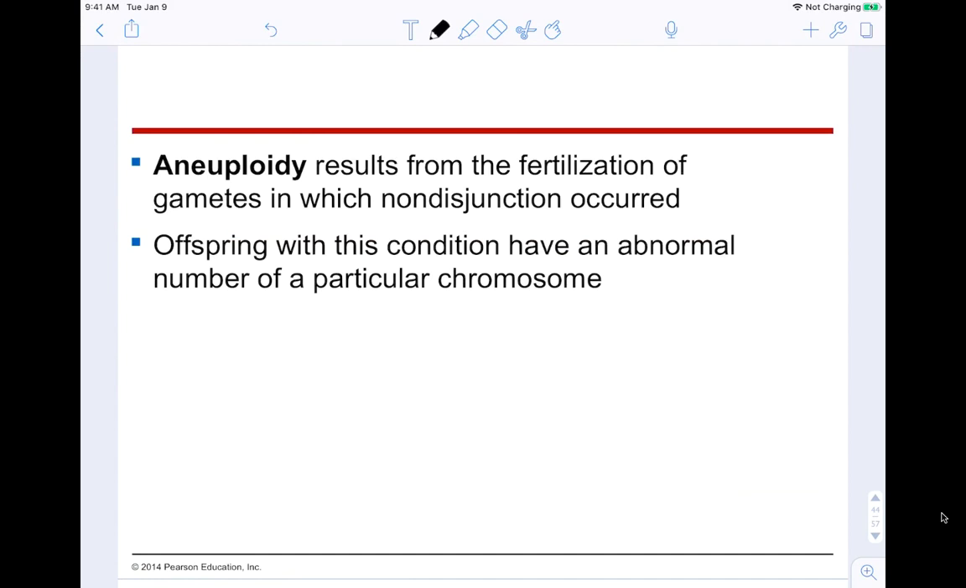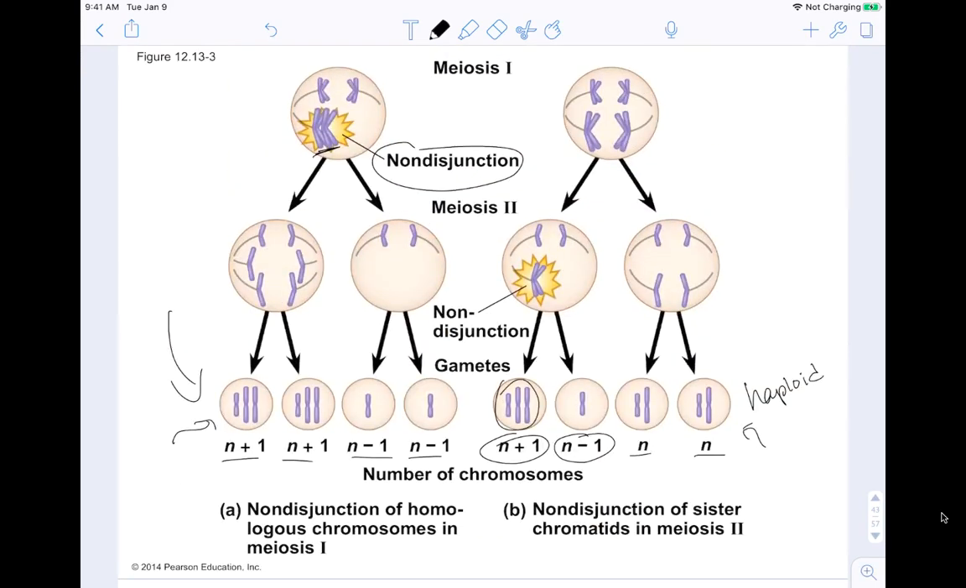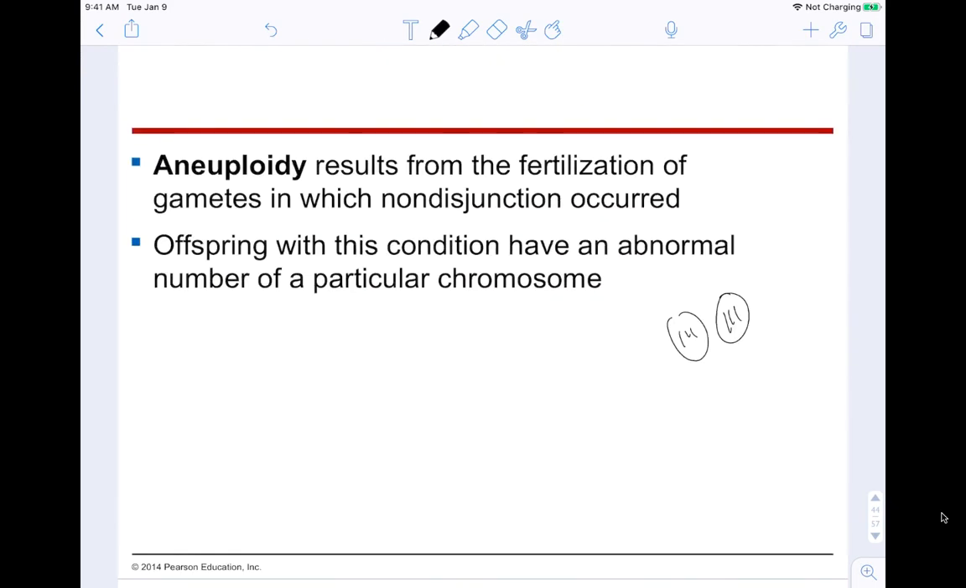Aneuploidy results from the fertilization of gametes in which non-disjunction has occurred. The offspring have an abnormal number of a particular chromosome. So aneuploidy is when we have non-disjunction that has occurred, like when we have those 3 chromosomes meeting up with, let's say, another 3 chromosomes. Obviously we don't have 3, I was just using this one and this one as an example, right? That's not the correct number of chromosomes to have. So this is going to be an aneuploidy because it is a fertilized non-disjunction gamete.